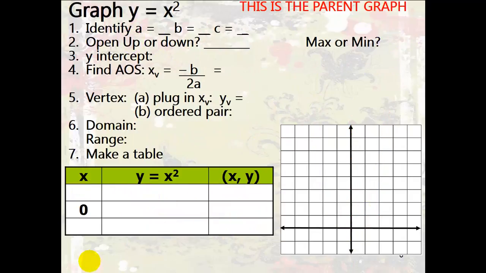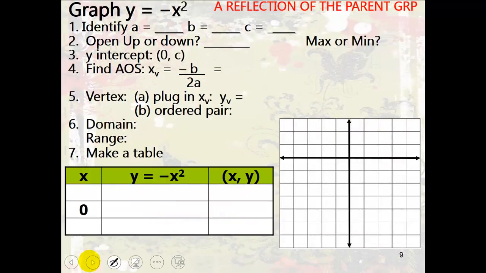Okay. Let's try the reflection of the parent graph. This will give us exposure to a negative a. So here, my a is negative 1. There is no x term, so b is 0. There is no constant, so c is 0. This one is going to open down because a is negative, and that means my vertex is going to be a maximum.